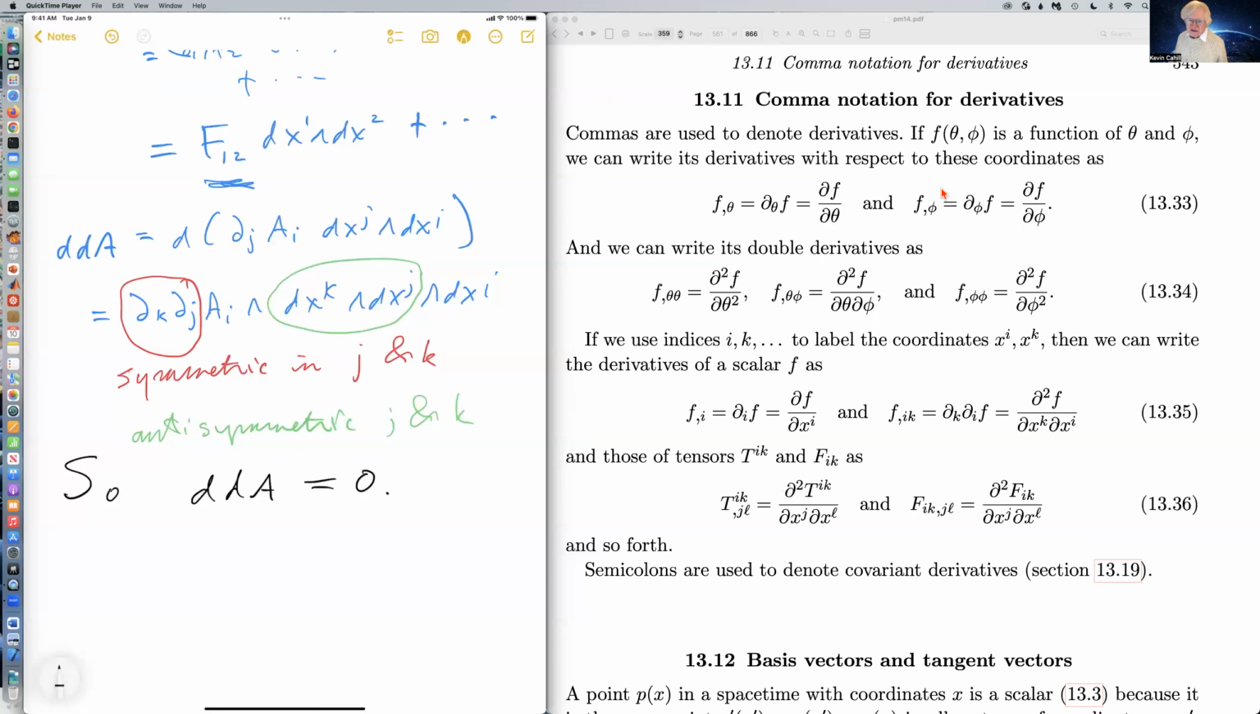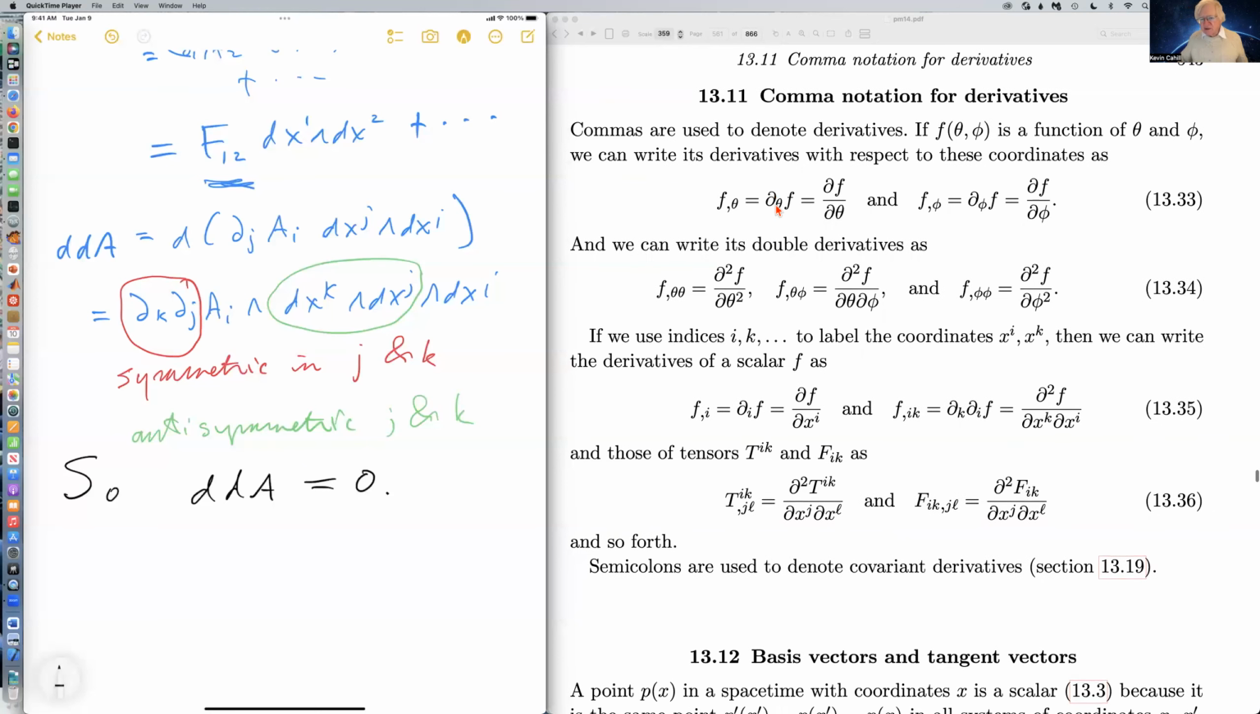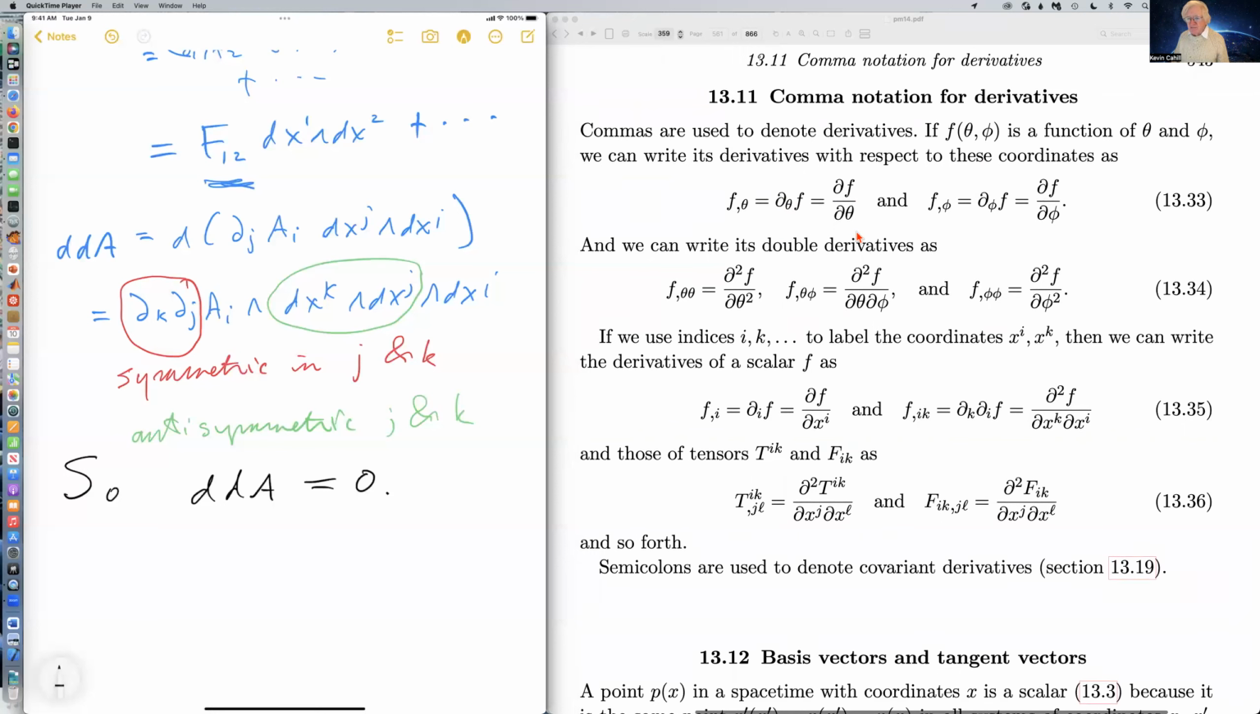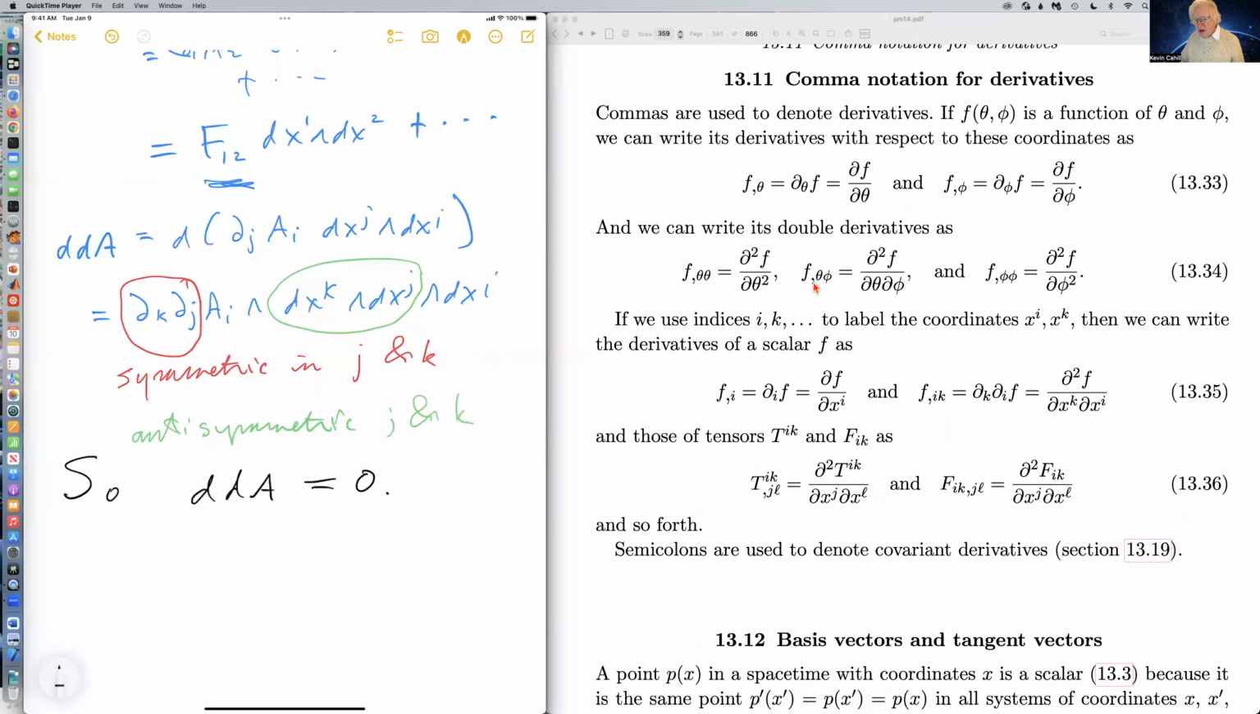This is a business of notation, and I could ask you guys to send me email or write in the chat what you think about this. There are these various notations to indicate derivatives. F comma theta is the same thing as partial sub theta, which is partial of F, partial theta. So these two things mean this. Partial comma phi means that, okay. And the same thing for double derivatives. Comma theta theta means second theta derivative. Comma theta phi is double derivative theta phi. Comma phi phi is that, okay.